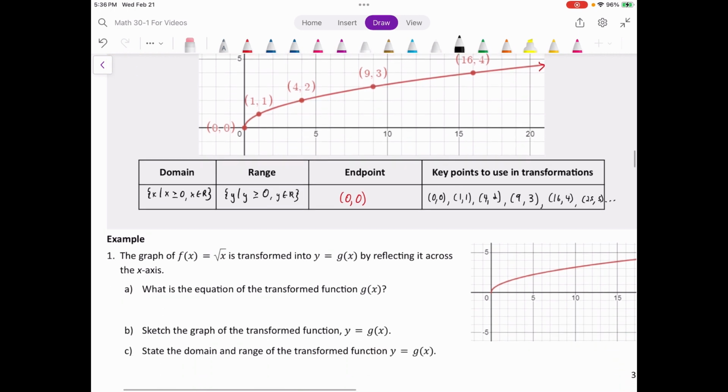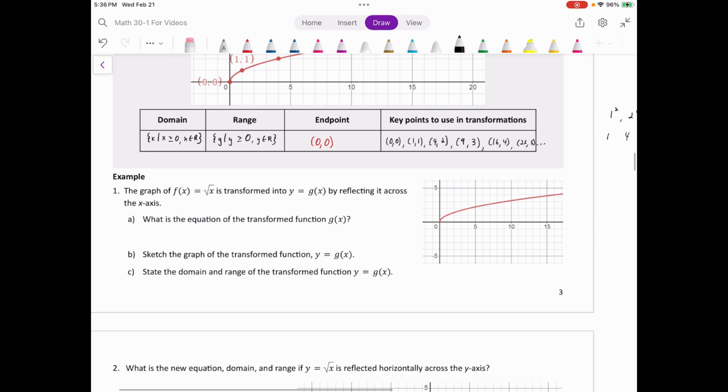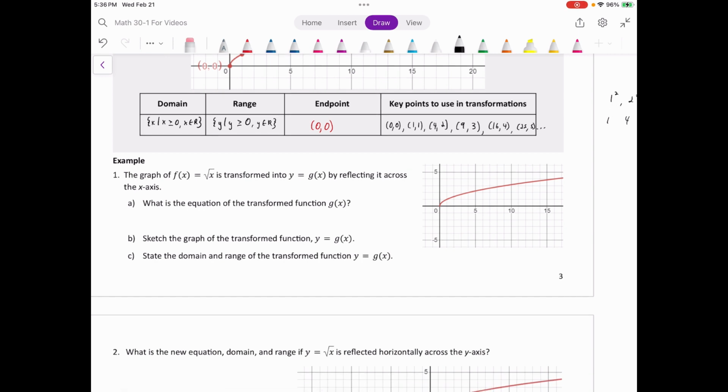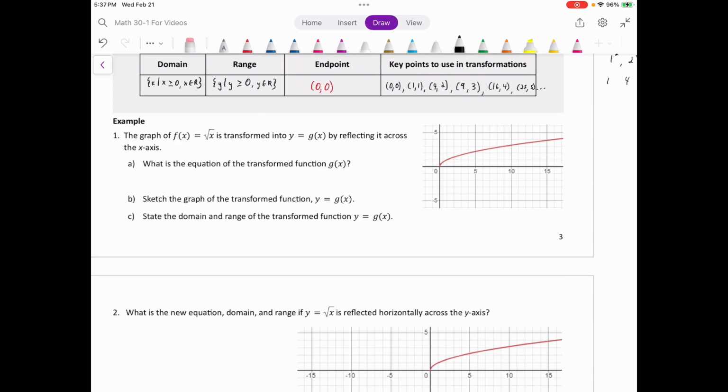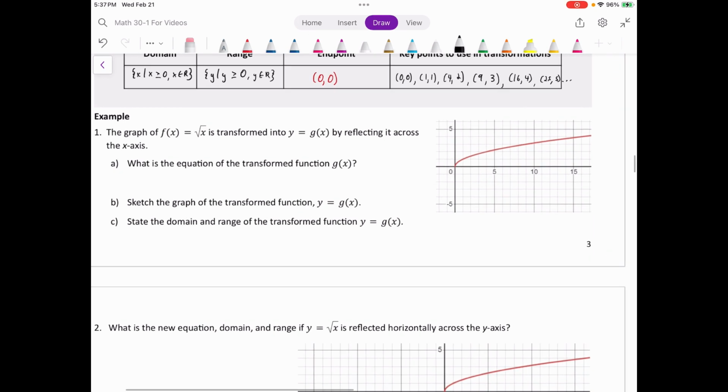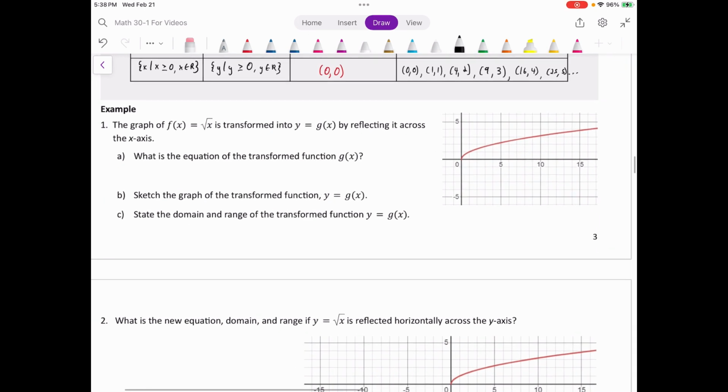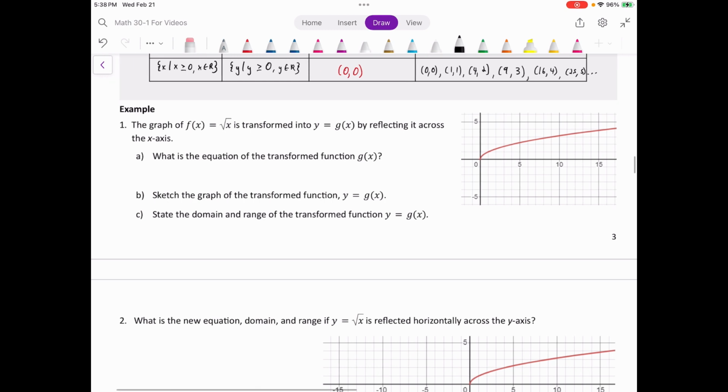Okay, let's try some stuff out, looking at some transformations of these radical functions. The graph of f of x equals root x is transformed into y equals g of x by reflecting it across the x-axis. It asks us, what is the equation of the transformed function g of x? Well, let's back up a sec. By reflecting it across the x-axis. So that's all we do. We reflect it across the x-axis.